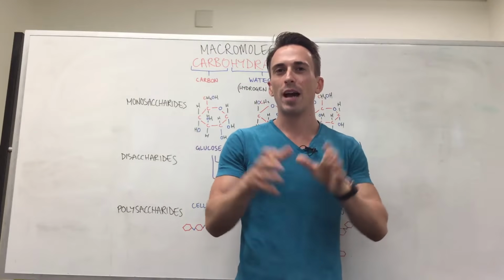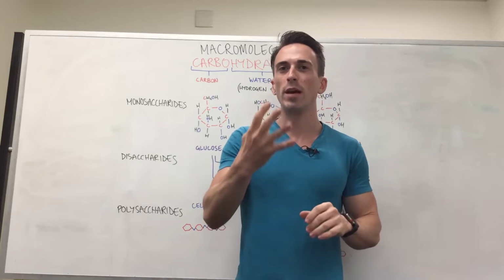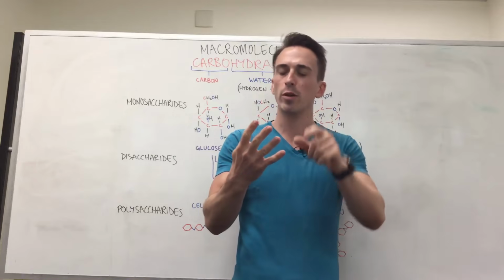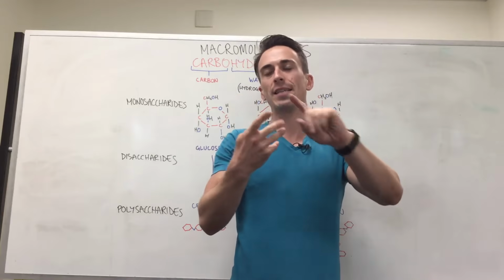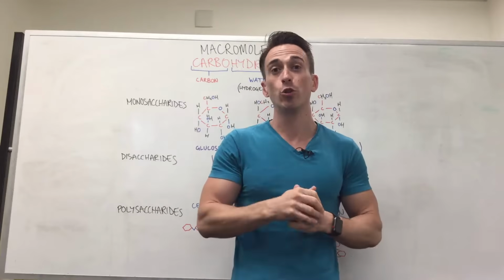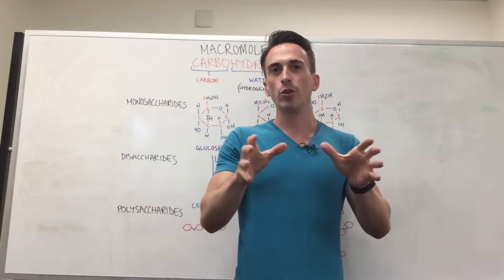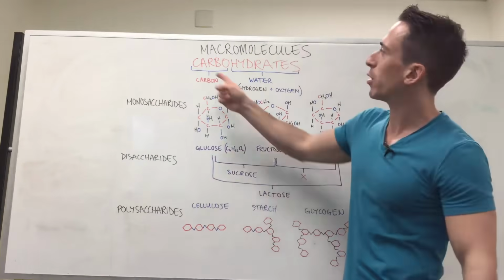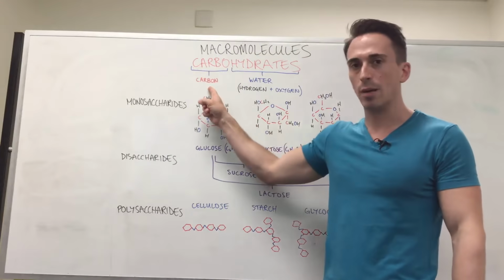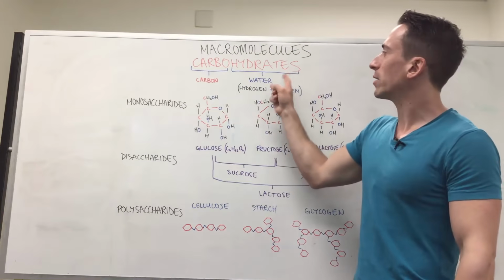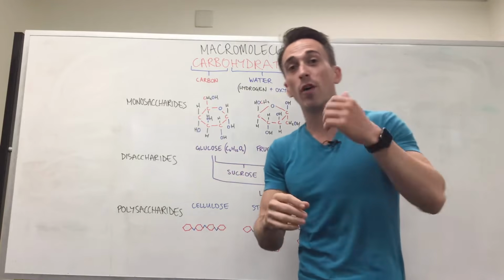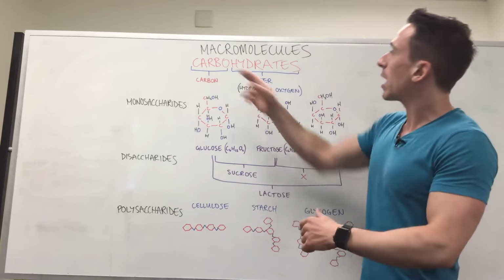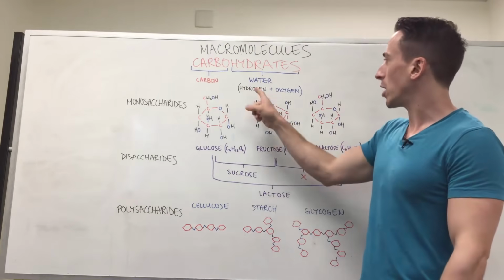Let's talk about carbohydrates as one of the four major types of macromolecules. Remember, you got carbs, proteins, fats, and nucleic acids, also known as nucleotides. Now, carbohydrates, if we think about what they're composed of, you'll find that carbohydrates are composed of carbo, being carbon atoms, hydrate, talking about water, and we know water is made up of hydrogen and oxygen, so carbohydrates are made up of carbon, hydrogen, and oxygen.